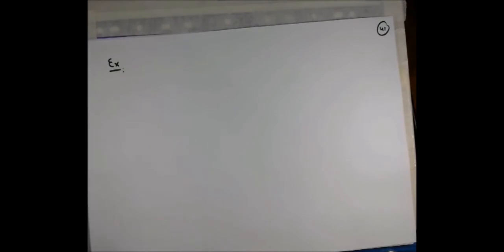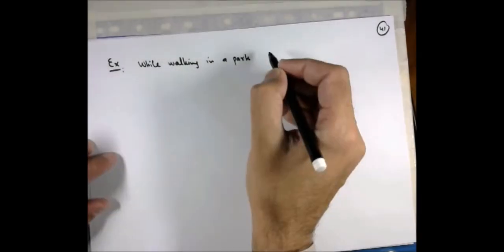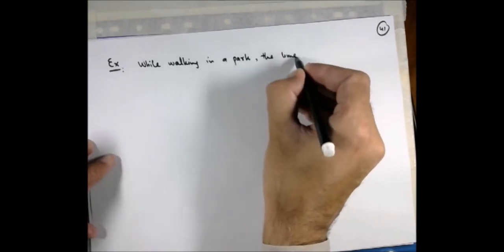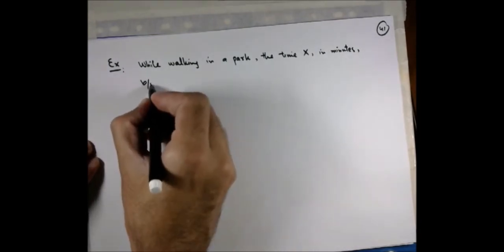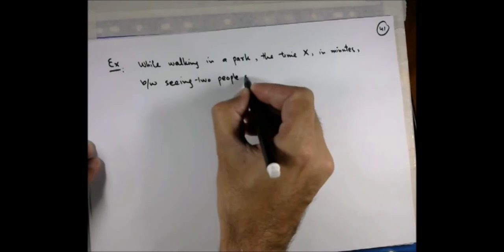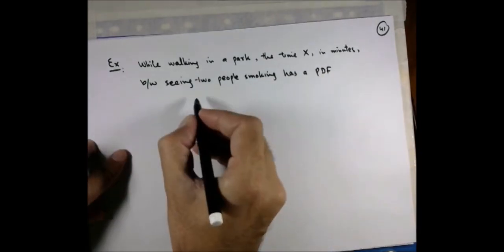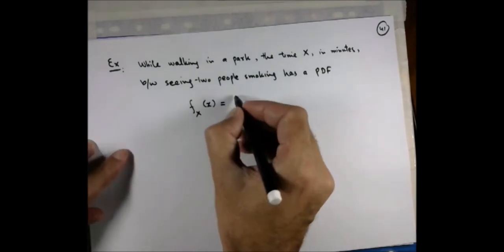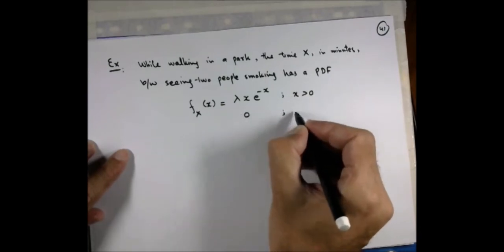So, my example. While walking in a park, the time, say x in minutes, between seeing 2 people smoking as a PDF, say f sub x of x, is equal to lambda times x times e raised to the power minus x, for x obviously greater than 0, and this is equal to 0 otherwise.